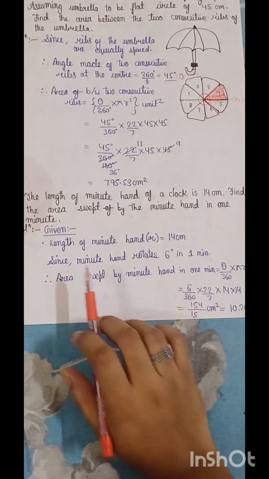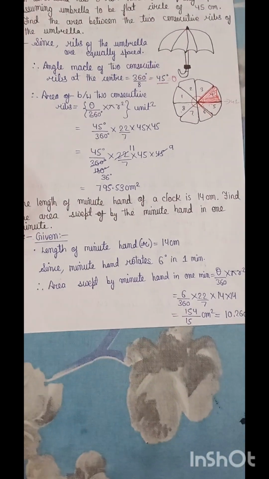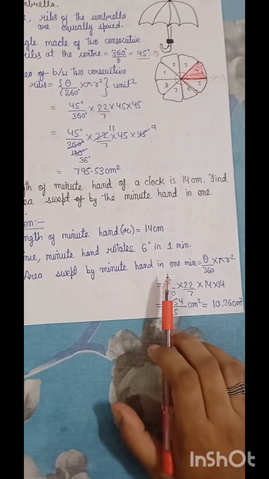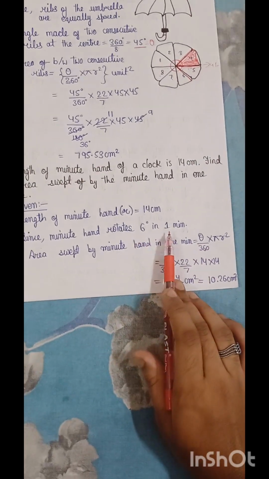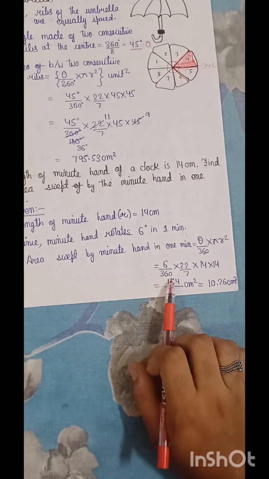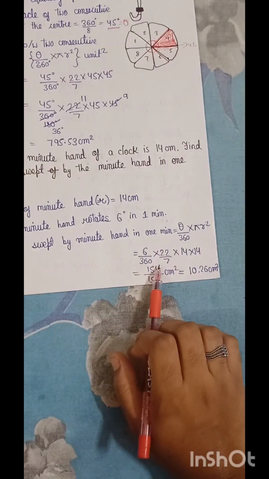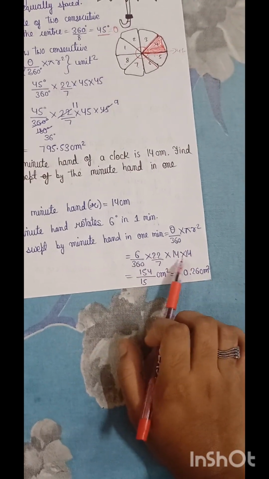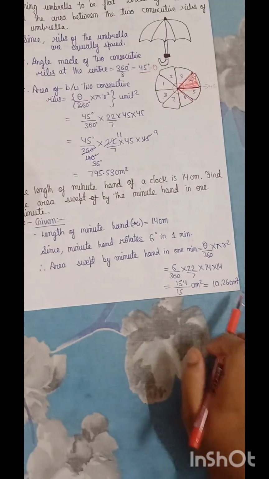centimeter, and since we know that the minute hand rotates 6 degree in 1 minute, the area swept by the minute hand in 1 minute will be, theta here is 6 degree. Why? Because in 1 minute it covers 6 degree. So 6 degree by 360 degree into 22 by 7, that is value of pi, and radius whole square. So radius into radius. So this is how you will get 10.26 centimeter square.